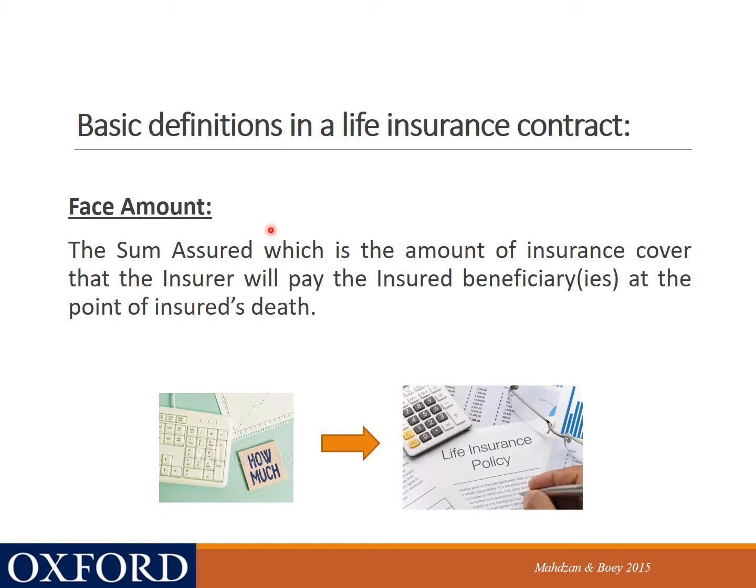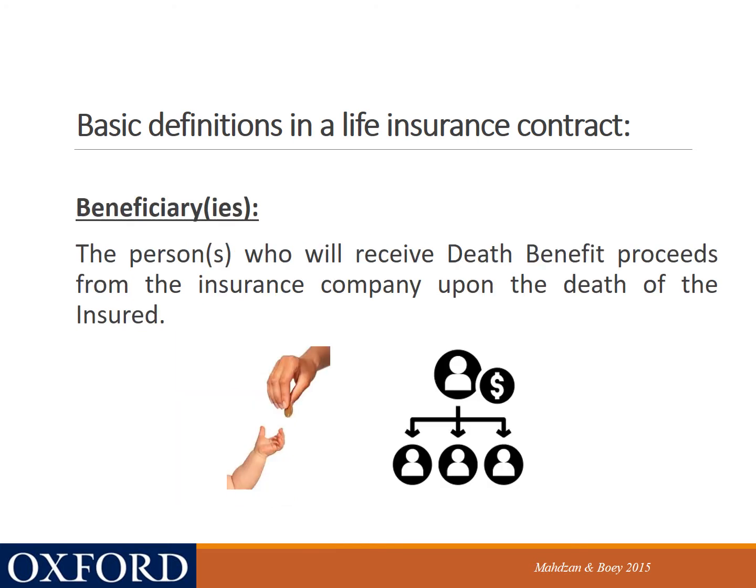Next is the face amount, which is basically the sum assured, which is the amount of insurance cover that the insurer will pay to the insured beneficiaries at the point of the insured's death. Okay, the face amount or the sum assured. How much to be paid under the life insurance policy. And who are the beneficiaries? Beneficiaries are the persons who will receive death benefit proceeds from the insurance company upon death of the insured.